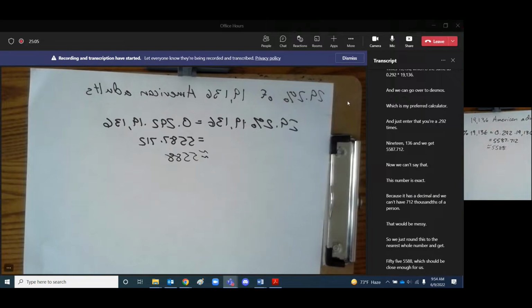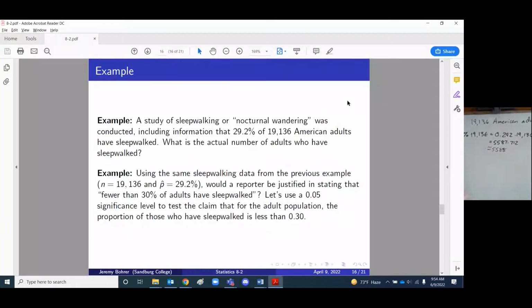Moving on, we'll go back here. Our second question asks us to use that same sleepwalking data from the previous example, with n equals 19,136 and p hat equals 29.2%. And we ask, would a reporter be justified in stating that fewer than 30% of adults have sleepwalked? We're going to use a 0.05 significance level to test the claim that for the adult population, the proportion of those who have sleepwalked is less than 0.30.